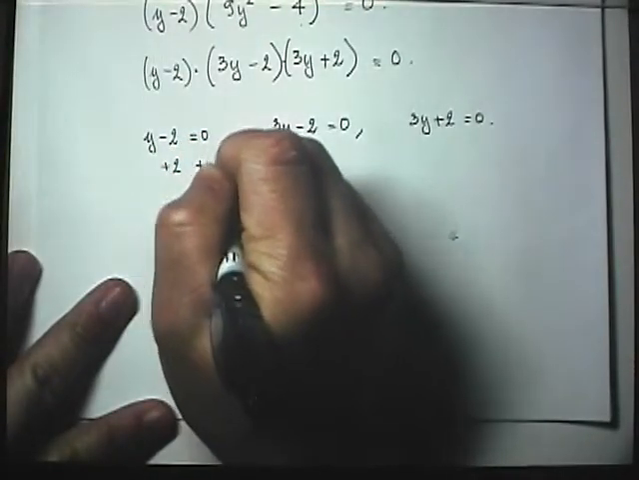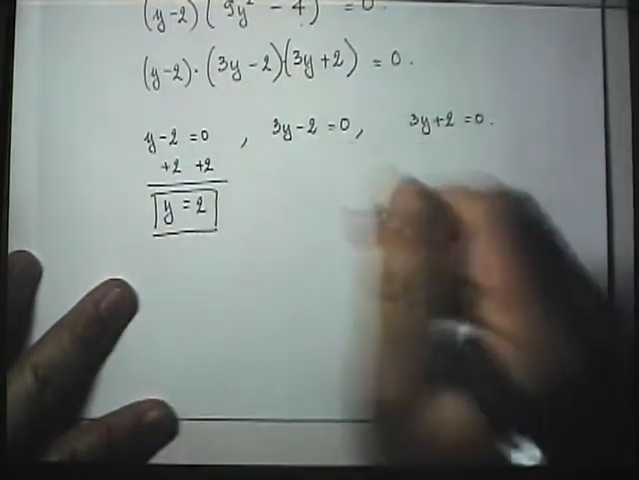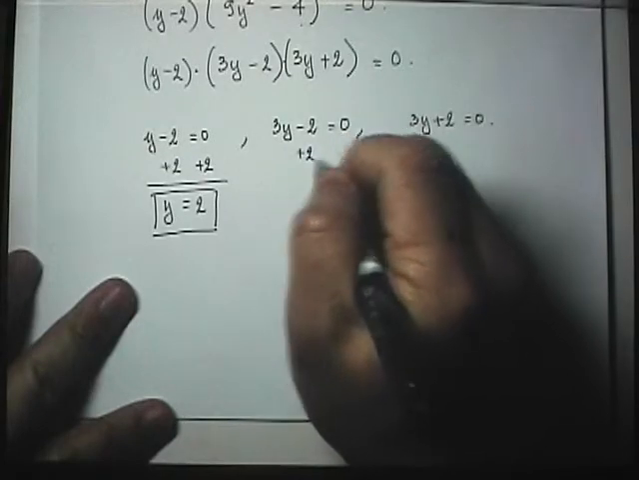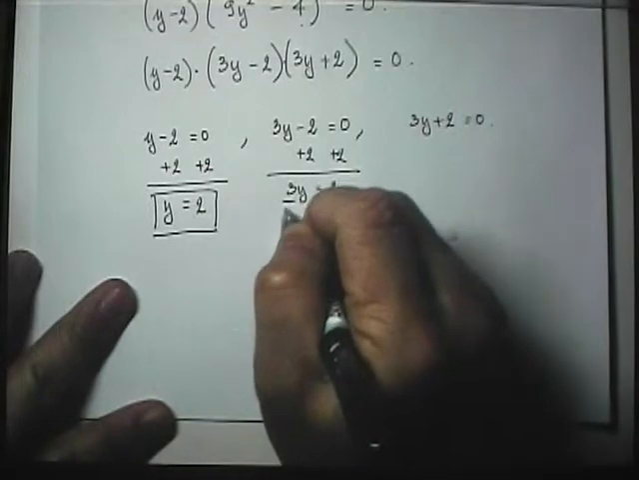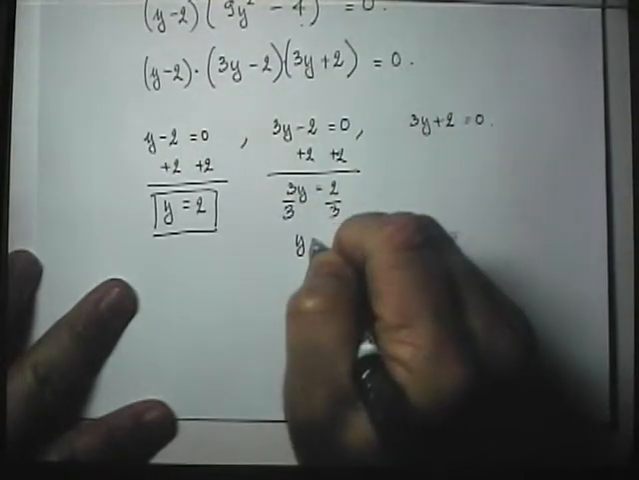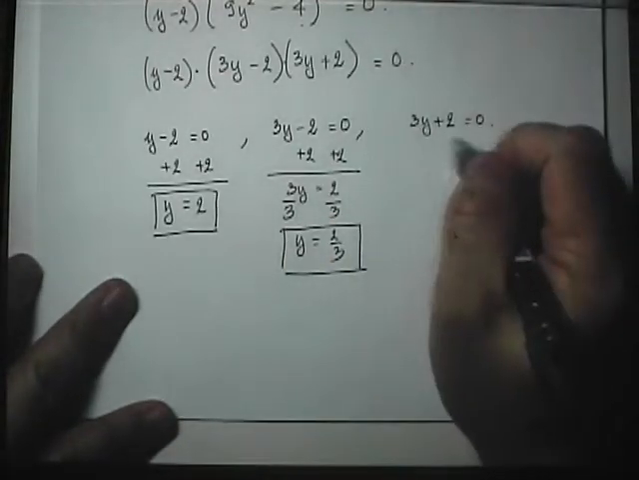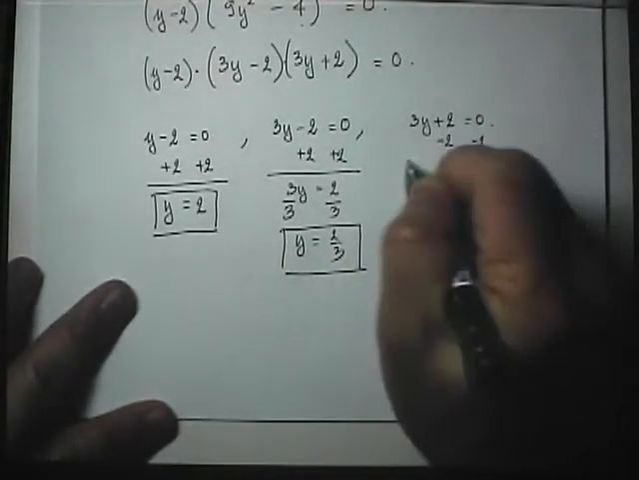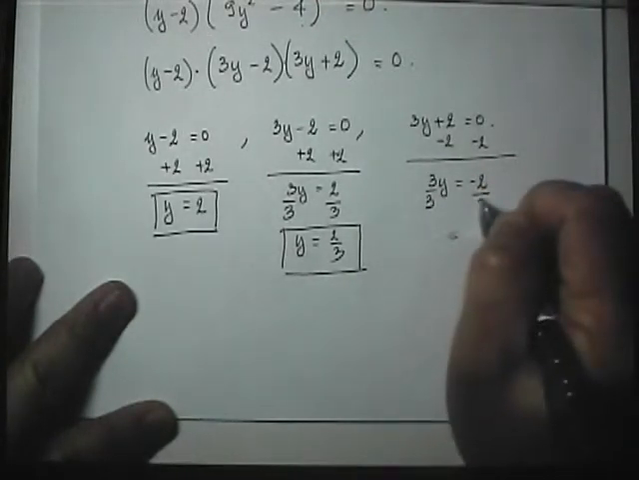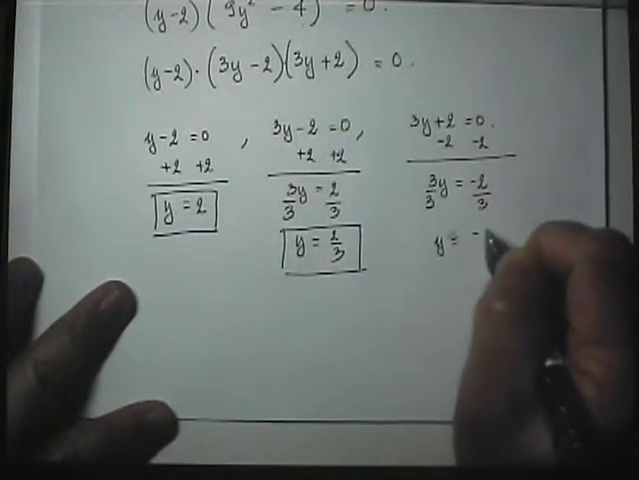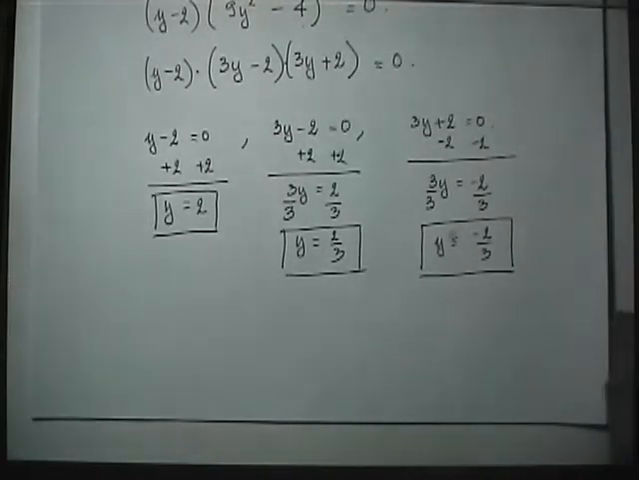Now to solve for it, add 2 to both sides. That gives me y equals 2. That's one of them. This one here, adding 2 to both sides, gives me 3y equals 2. And we have to divide both sides by 3. That y equals 2/3. That's my second solution. The last equation, subtracting 2 from both sides, that leaves me 3y equals negative 2, and dividing both sides by 3, that leaves me y equals negative 2/3. So once again, here you have your 3 solutions to that equation.